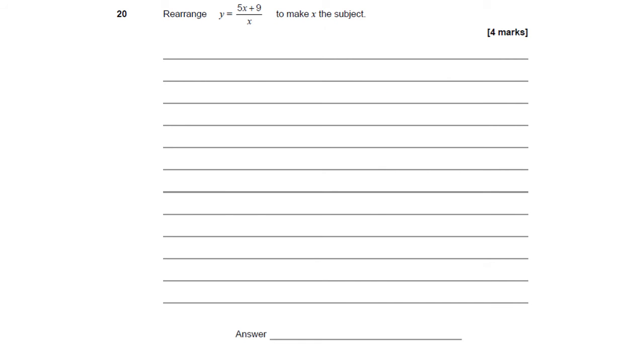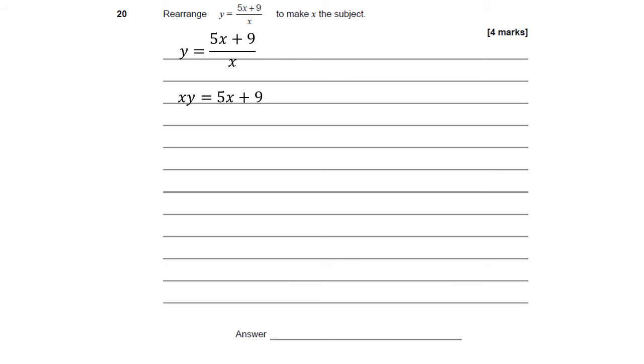Question 20, rearrange y equals 5x plus 9 over x to make x the subject. So here's our equation. To start with, we're going to get rid of that fraction by multiplying both sides by x, which gives us xy equals 5x plus 9.